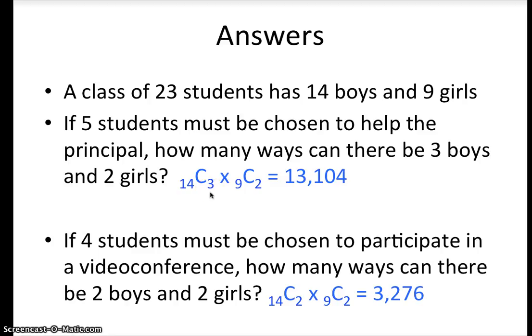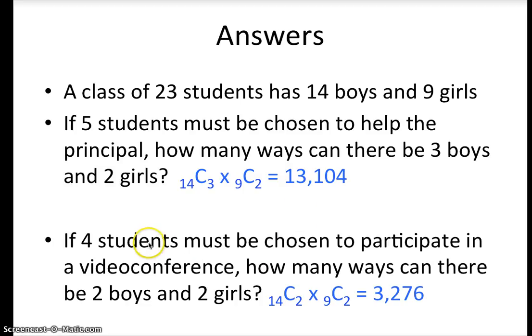You multiply them because you're not really done choosing after you've chosen the boys. You also still have to choose the girls. You're building your way to a final solution, and any particular option of how you're choosing boys has all those different options for how you're choosing girls. So this is definitely an example of the multiplication principle. So we multiply the 14C3 times the 9C2, and you can tell there are 13,104 ways that you can get 3 boys and 2 girls.